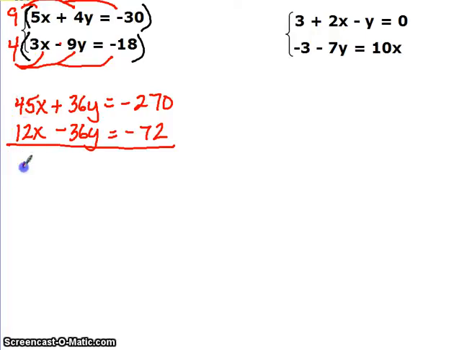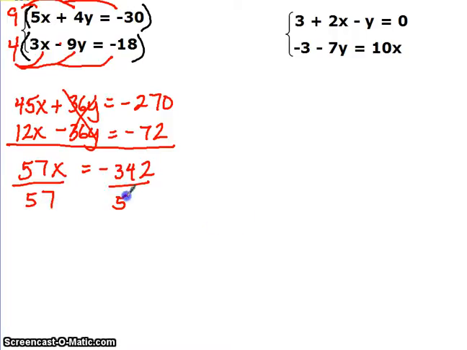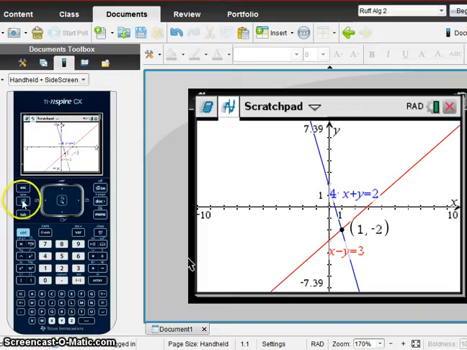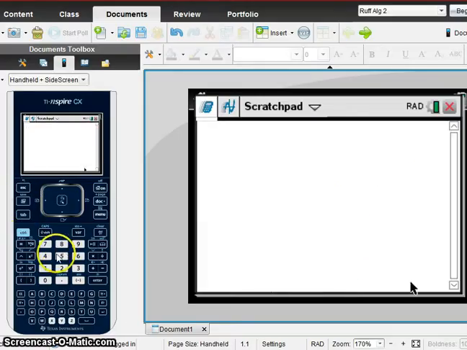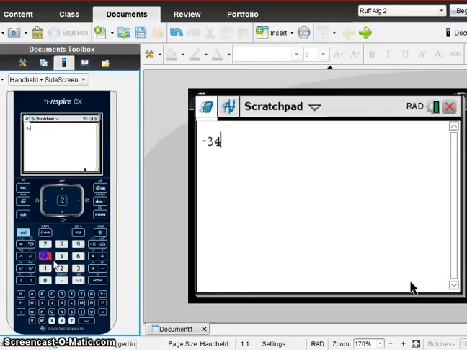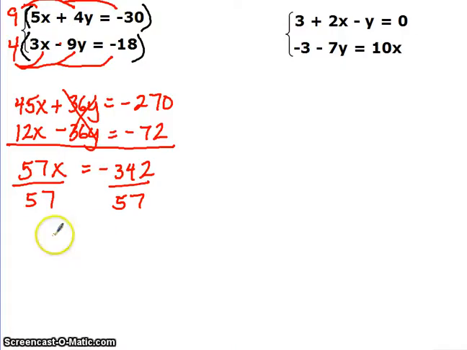45 plus 12 is 57x. These two cancel each other out. And negative 270 minus 72 is negative 342. Alright, and we need to divide by 57. I'm going to go ahead and use the calculator for this part. So if we go to the calculate page, we have negative 342 divided by 57, which is negative 6. So it worked out to be a whole number for us.